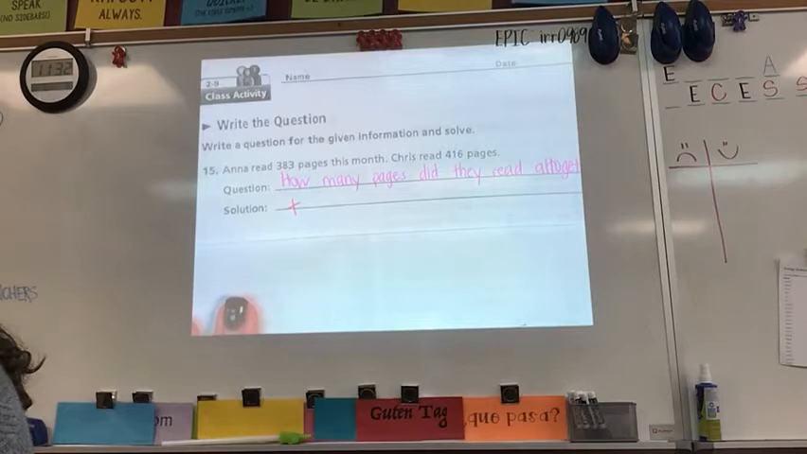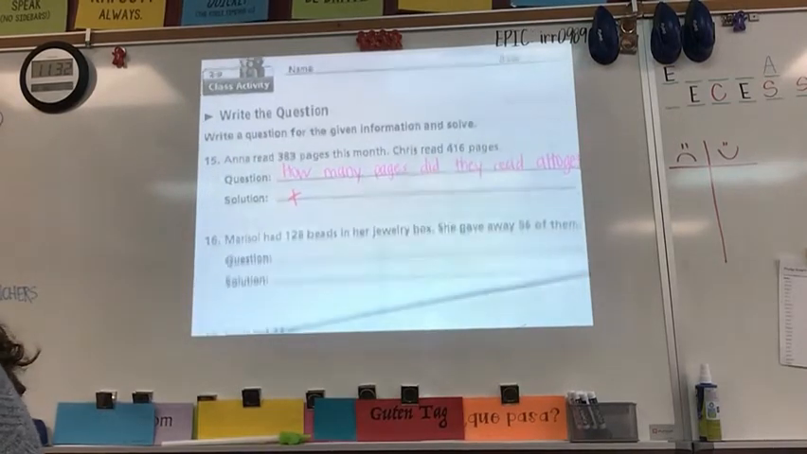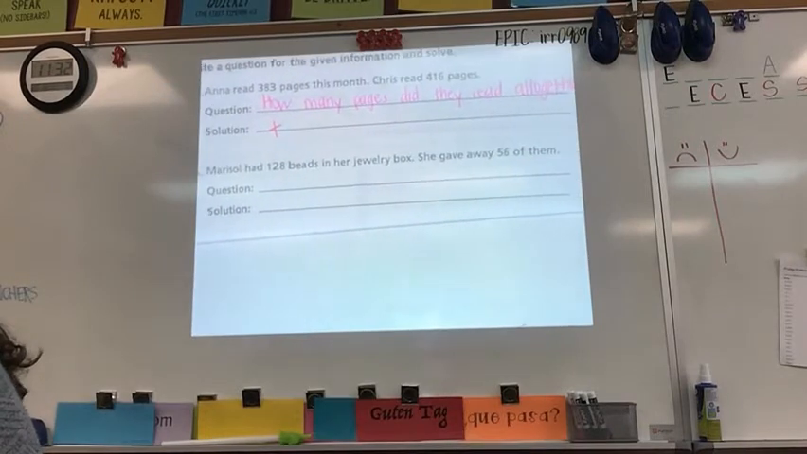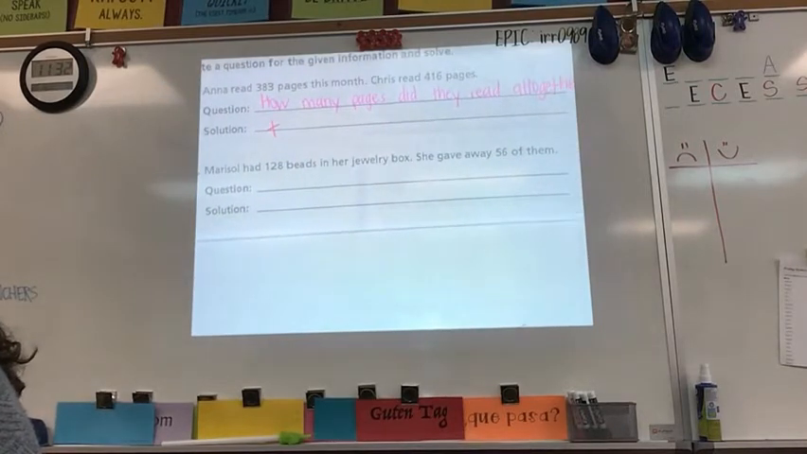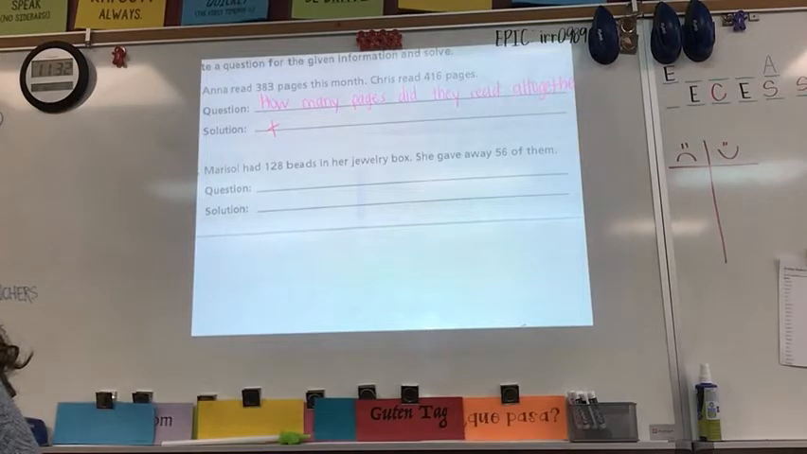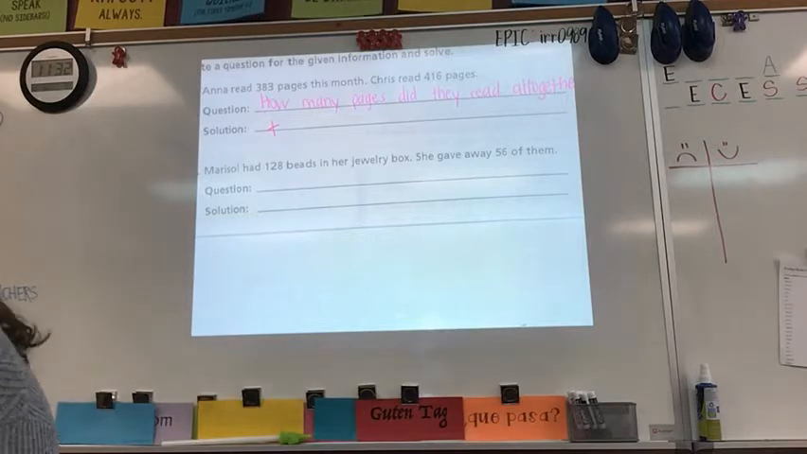This one I want you guys to stand up for. Stand up. You don't need anything in your hands. Marisol had 128 beads in her jewelry box. She gave away 56 of them. Who's got a question? What's something that we could find with this information? If she had 128 and she gave away 56, what would be something that we could ask about this information?